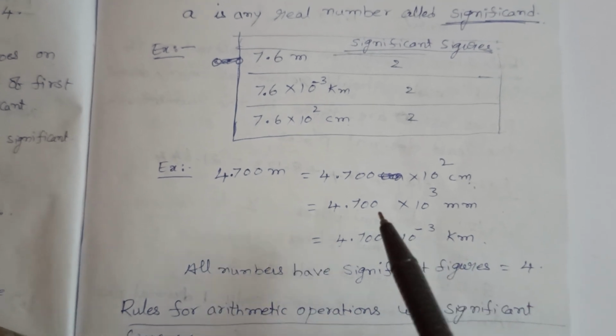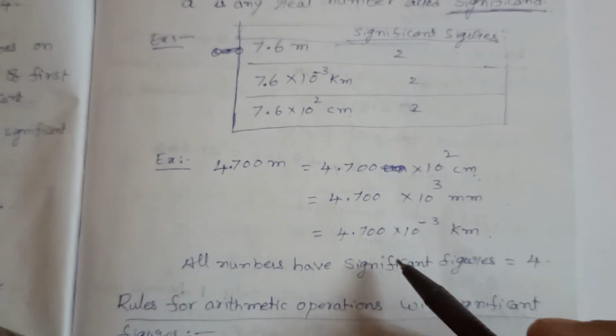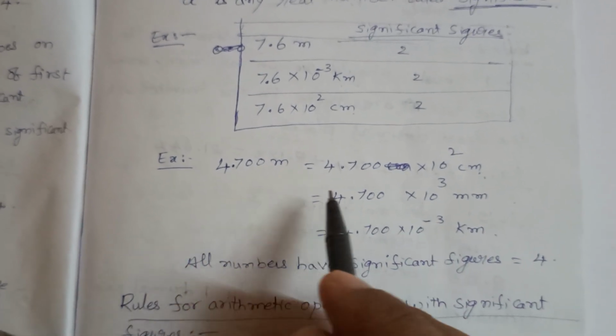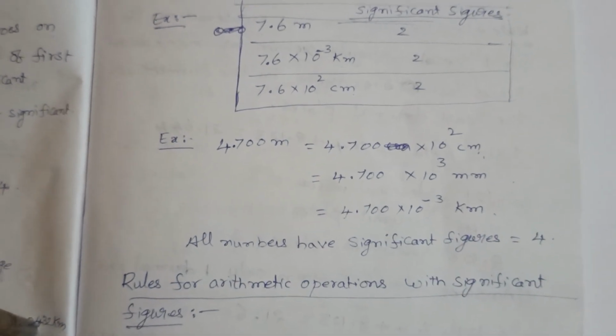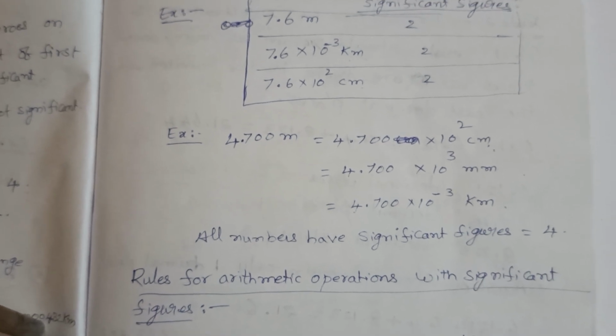Like this, we can calculate the number of significant figures. These are the rules while calculating the significant figures. Next, rules for arithmetic operations with the significant figures. In the next video we will see them.